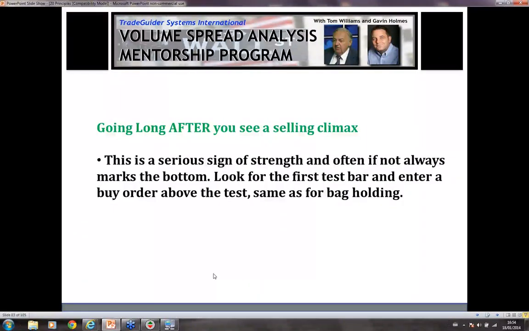So after you see a selling climax, it's a very serious sign of strength. Again, the news will be bad. You probably will be talking to brokers who will tell you, oh, everyone's selling, everyone's getting out. The truth is, the chart doesn't lie. Professional money are buying. They're buying and buying and buying. They're bullish about the market. They're not bearish. And that will cause the market to change behaviour, which it does.